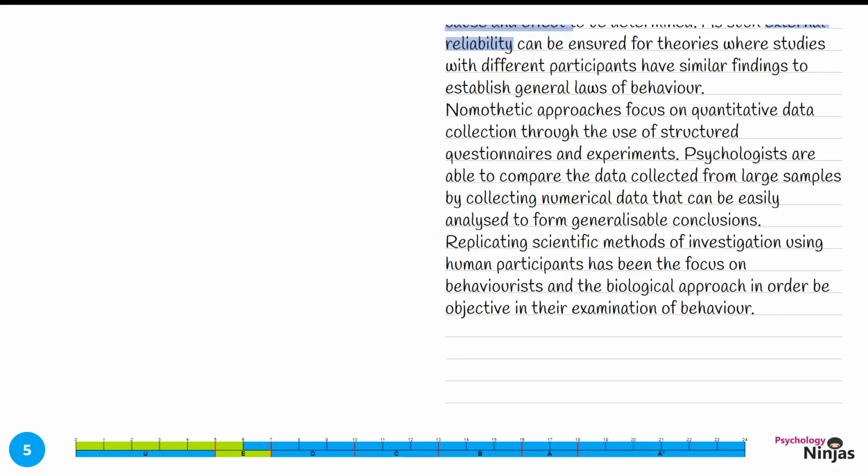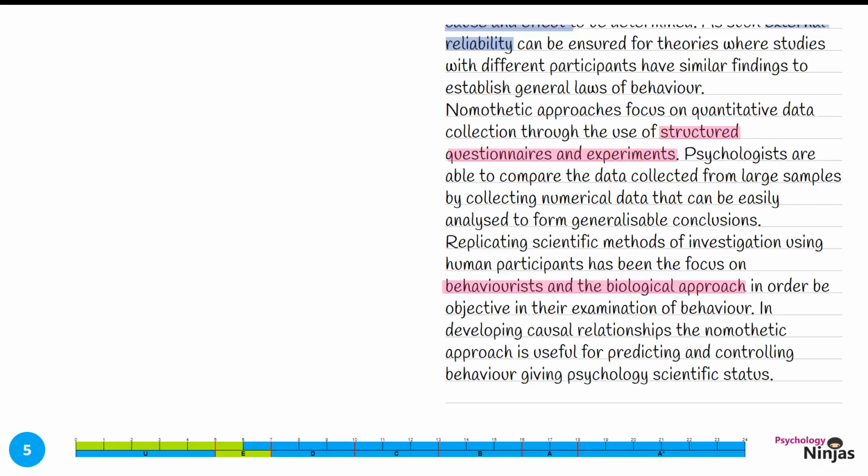We've identified specific research methods within the nomothetic approach, talking about questionnaires and experiments. We've also linked this to particular areas or approaches within psychology. We've clearly explained why these decisions have been made. We're going to move back into evaluation once again.